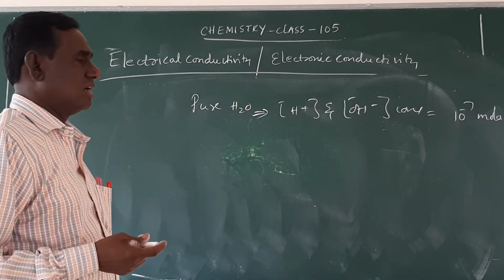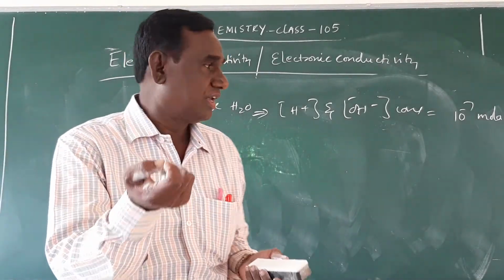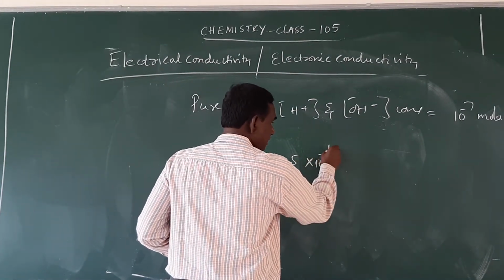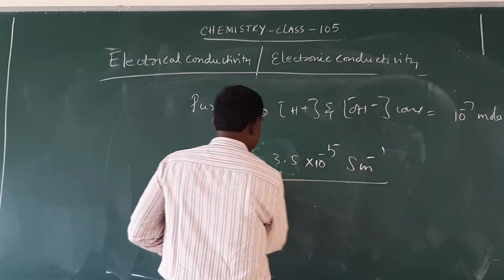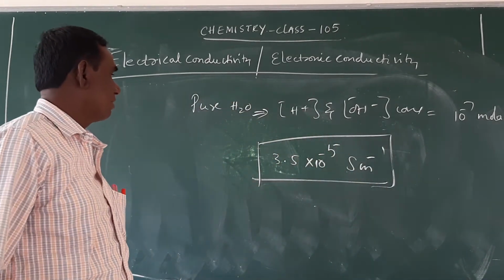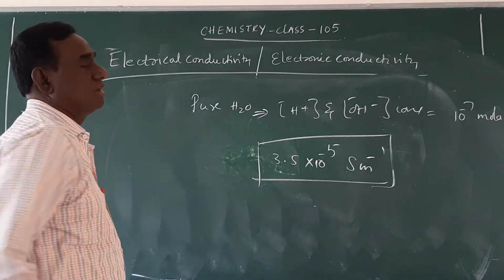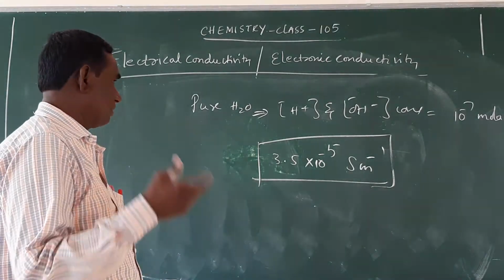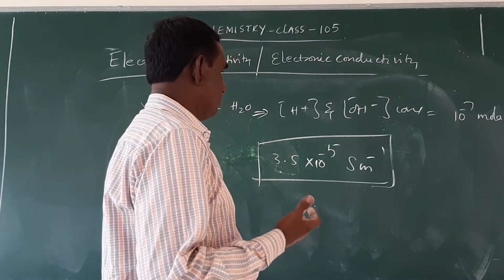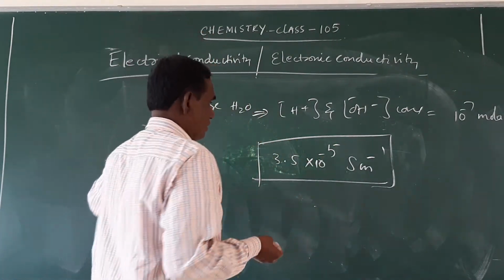For this reason, water exhibits a very low conductivity of 3.5 into 10 power minus 5 Siemens per meter. That is the conductivity produced by pure water, because it contains H plus and OH minus ions, each with a molar concentration of 10 power minus 7.